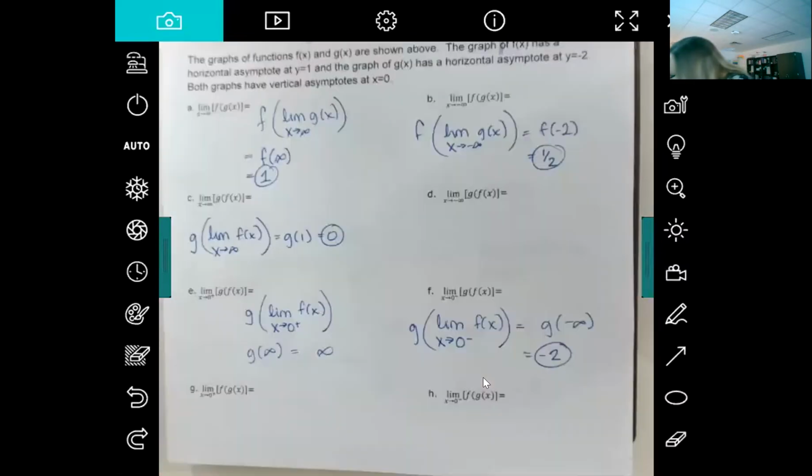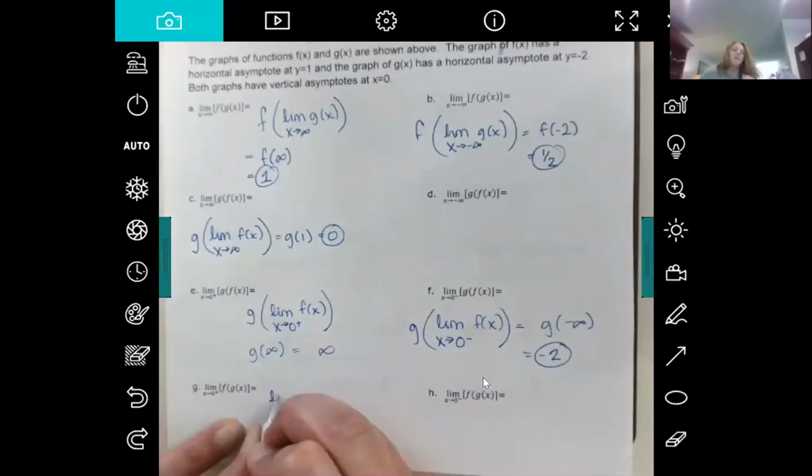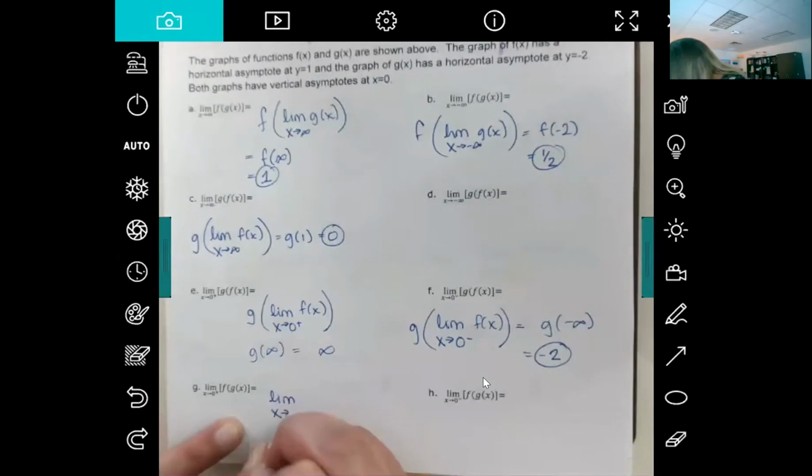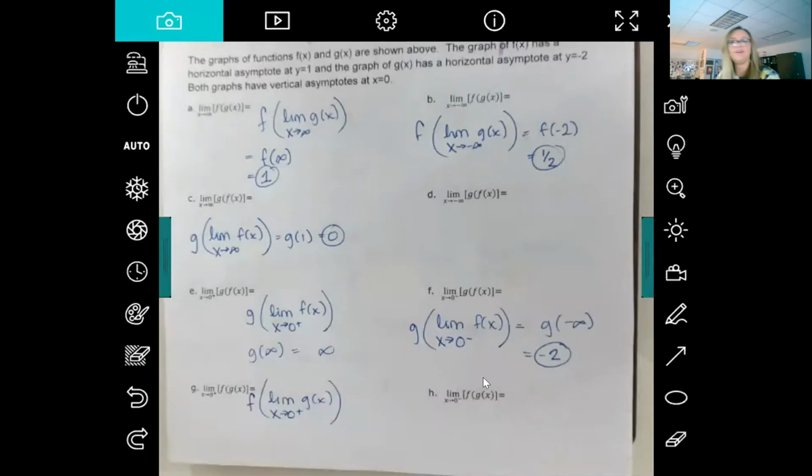So you want the limit as x approaches 0 from the right of g, and then you're going to put that into f. And then remember, the plus just is telling you what side of the asymptote to look at, and you're looking for where the y values are going. So on the graph of g, which direction on the right side are my y values headed? Up.